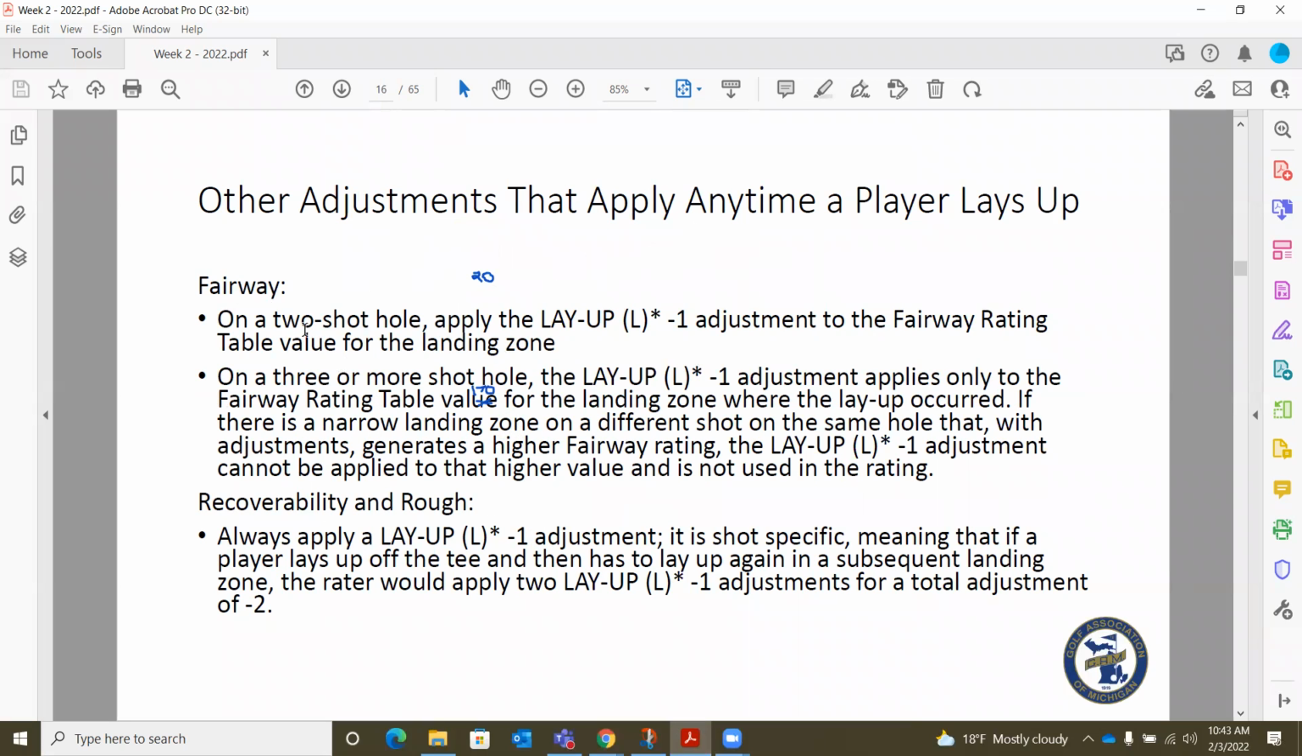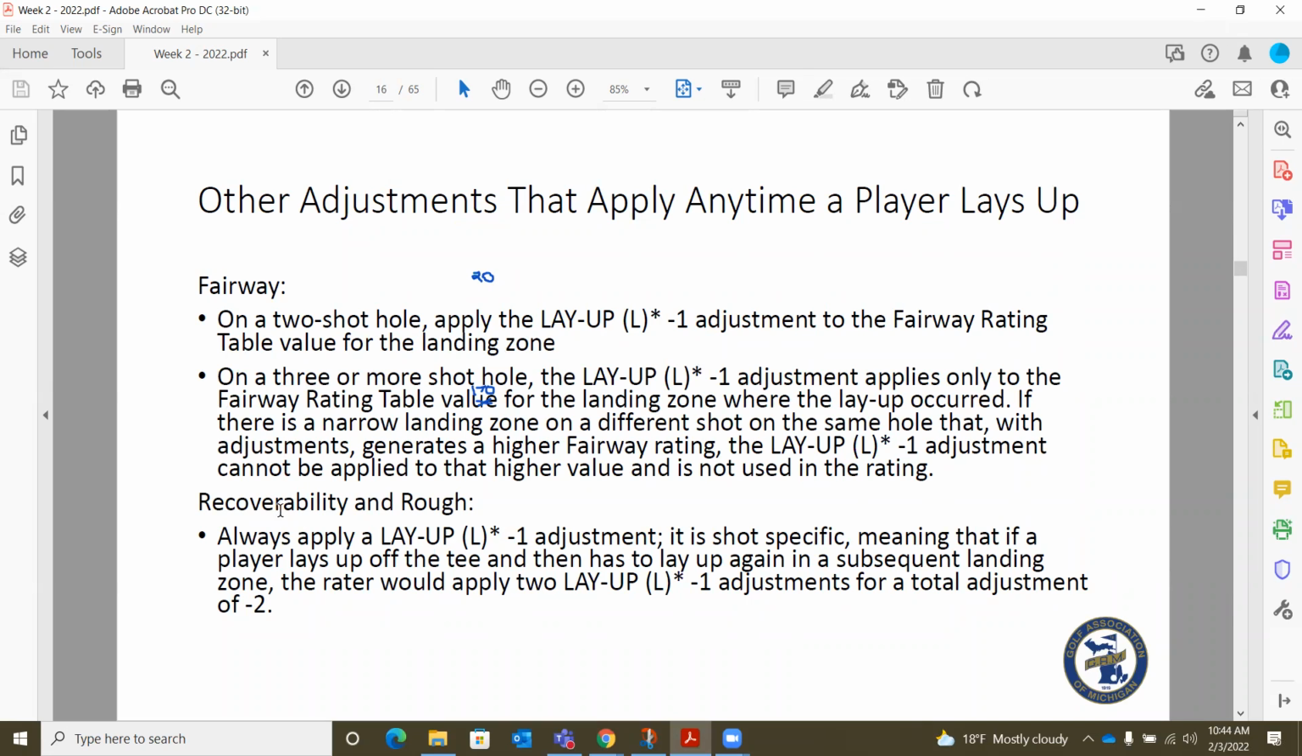It's important to know here that the fairway adjustment, the L adjustment, applies to that specific fairway value. You might have two fairway values, but we don't automatically apply the L to both. It only applies to the specific one where we are laying up or we have the dog leg, whereas the R&R applies regardless. It just is on there.